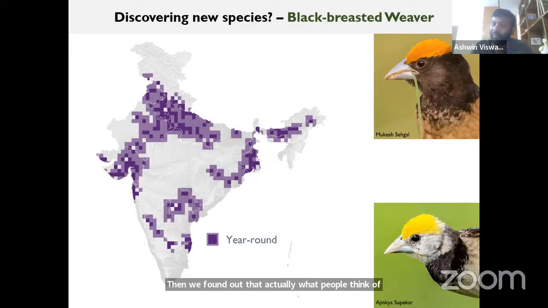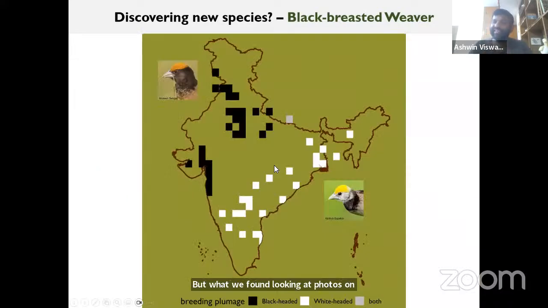And this is something that nobody has ever reported or understood to be a pattern in India's ornithological history. There was some suspicion that there's something different about the birds in certain parts of the country. But what we found looking at photos on eBird is that there's a clear geographic separation. All the birds in the south and in the east going into northeast, they're all white-headed birds in breeding plumage. All the ones in the west and the north are black-headed.